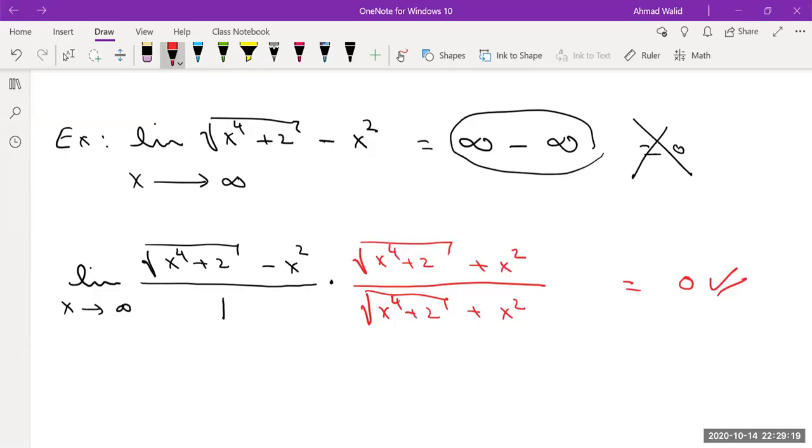This was all about section 3.4, which is finding horizontal asymptotes. I'll stop the lecture here and see you in lecture 3.5.